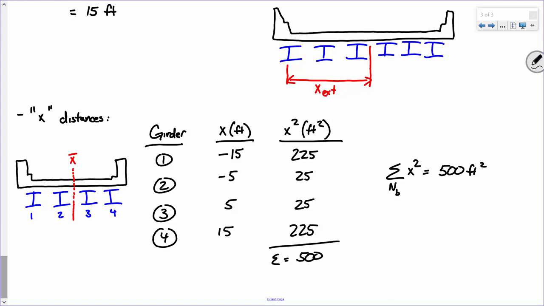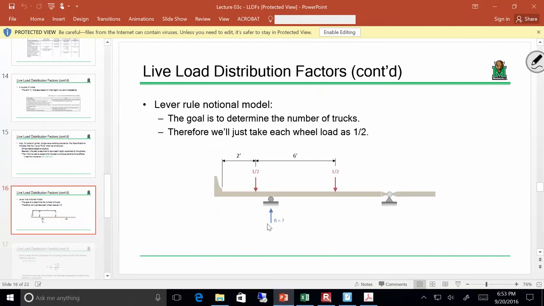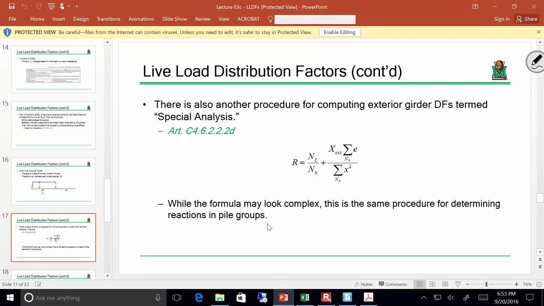I do want to go back to the PowerPoint real quick so that everybody's aware of what we're doing. Here's the formula for special analysis. We've already got the number of beams. We've already got this centroidal distance to that exterior girder. We've already got this denominator. So this isn't that bad. I know it looks like a really funky formula, but it's pretty simple. It's the same idea as determining reactions on pile groups. The next thing we've got to deal with is this number of lanes and then this centroidal distance.